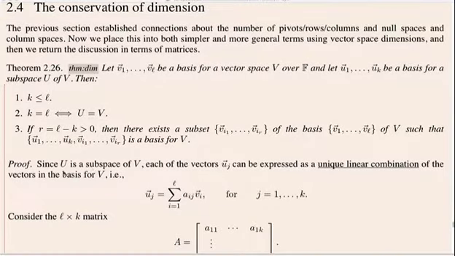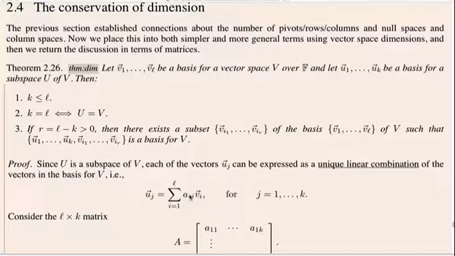So the proof. Since U is a subspace of V, each vector Uj in this basis of U can be expressed as a unique linear combination of the vectors in the basis for V, which means Uj equals the sum as i goes from 1 to l of Aij Vi, where j goes through the indices of the subspace basis from 1 to k.